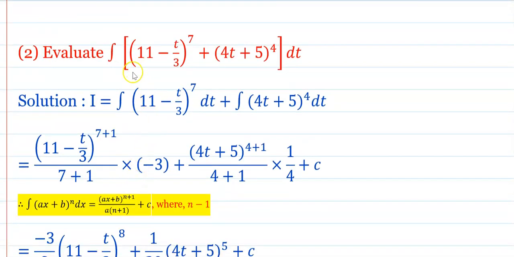Next example. Integral of [(11 minus t) upon 3] to the power 7 plus (4t plus 5) to the power 4.